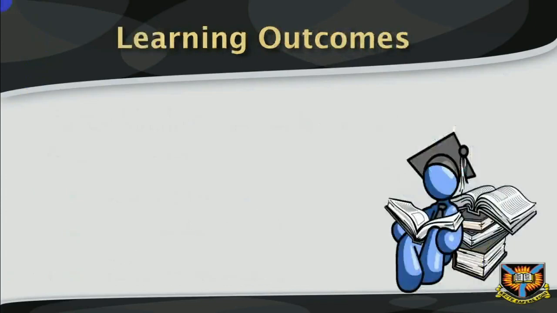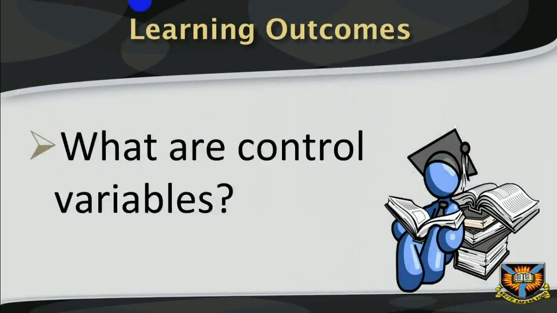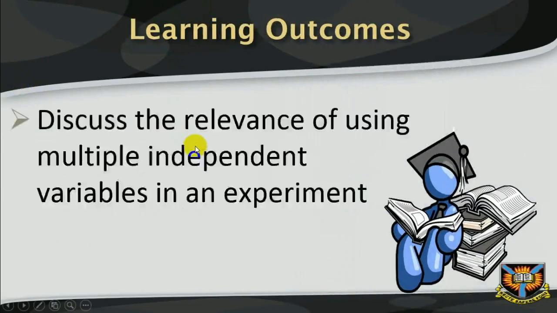Learning outcomes. When you have studied this session, you should be able to: 1. Select an independent variable for experimentation. 2. Select a dependent variable for experimentation. 3. Control variables. And 4. Discuss the relevance of using multiple independent variables in an experiment.